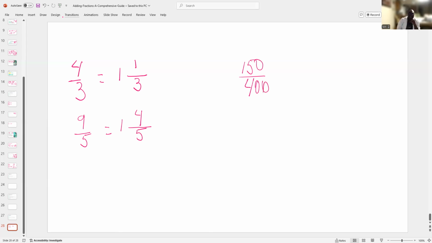What kind of fraction is this? It's a proper fraction. You cannot convert that to a mixed number, but you can simplify that one. All right, 150. I can simplify that by 10. Now I have 15 over 40. I can simplify that one by 5. I got 3. Simplify 40 by 5, I got 8.